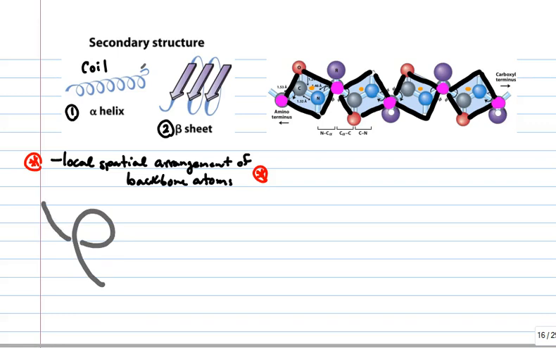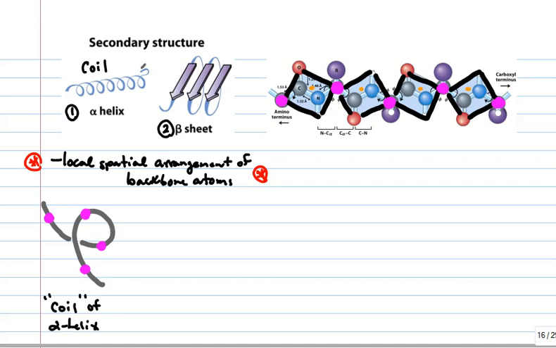There we go. So this is kind of the coil. And then when we talk about where the alpha carbons are, let's just talk about the alpha carbons. We have something that looks like that. So, ladies and gentlemen, this is the coil of the alpha helix. Again, this has to do with local spatial arrangement of backbone atoms.